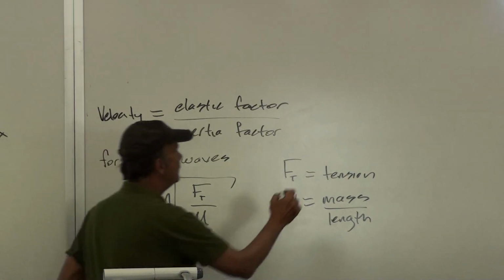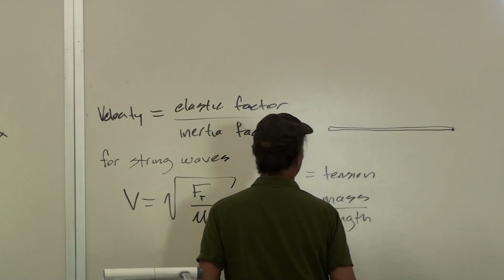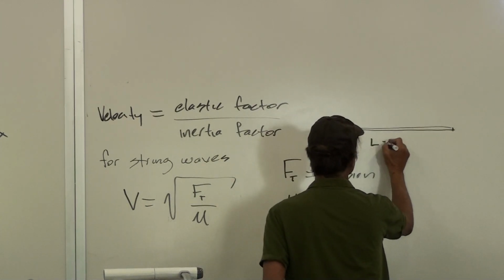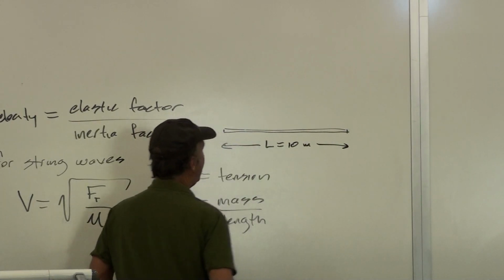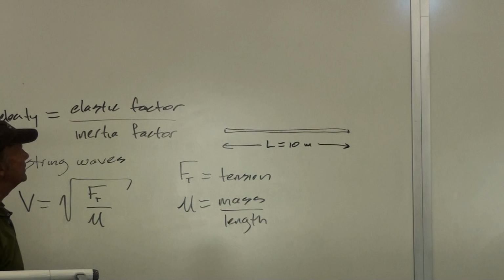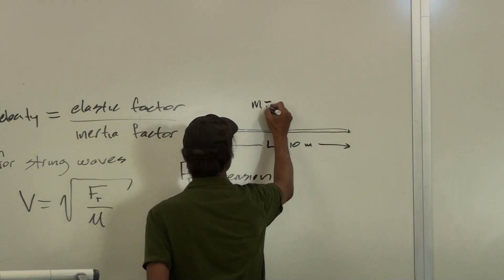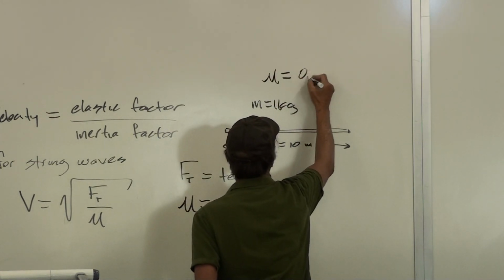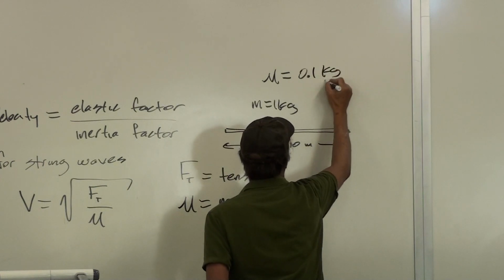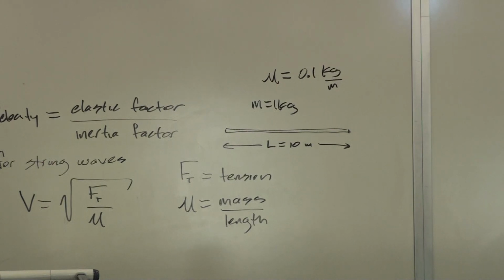For example, if we had a string that had a length of 10 meters and a mass of 1 kilogram, then mu would be equal to 0.1 kilograms per meter, the mass divided by the length. And that's something that we'll be doing in lab.